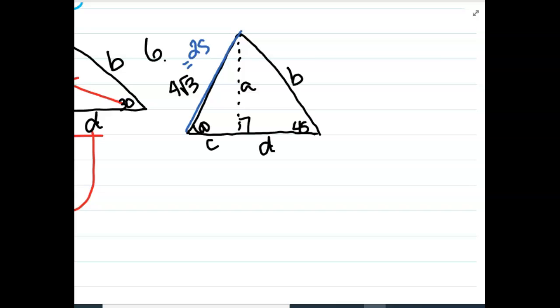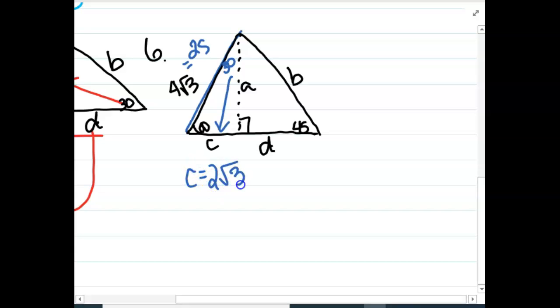Now, be careful here. Which one of these is my smaller side? Is it A or C? C, right? Because that's my 60-degree angle, which means this is my 30-degree angle. So it means C is going to be 2 square roots of 3.